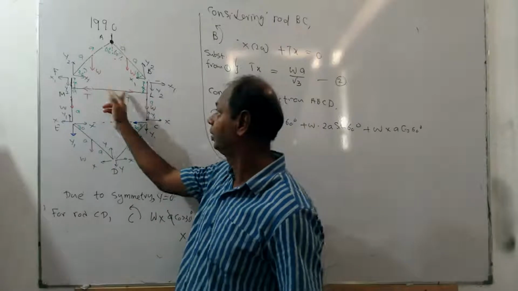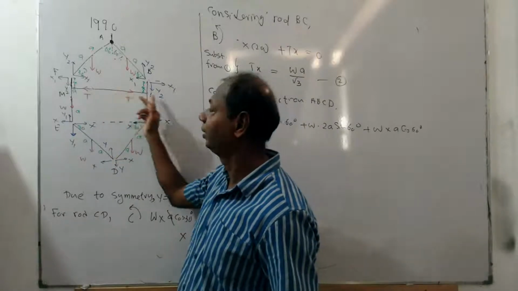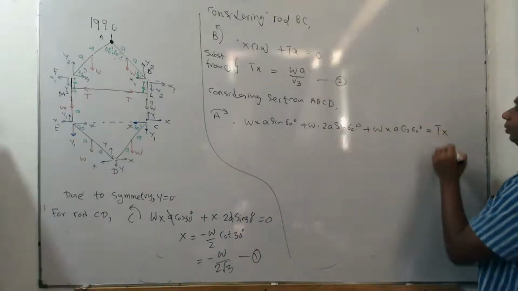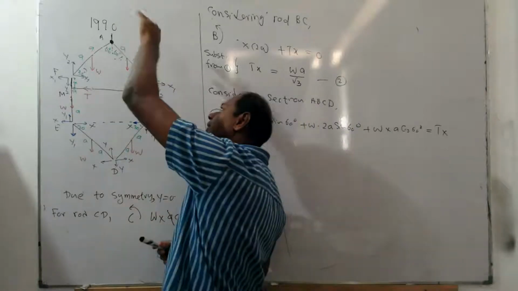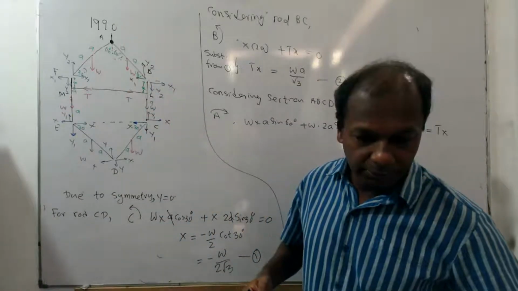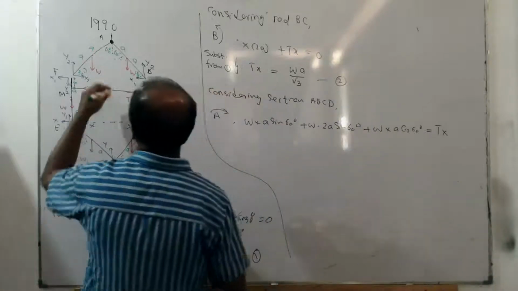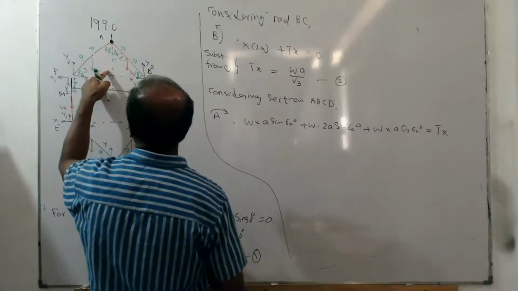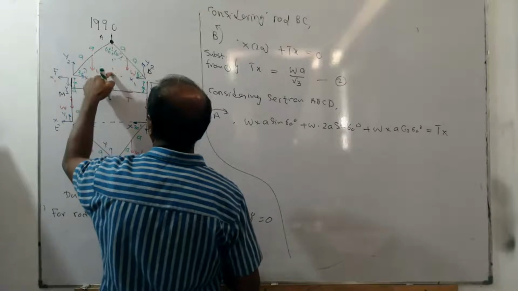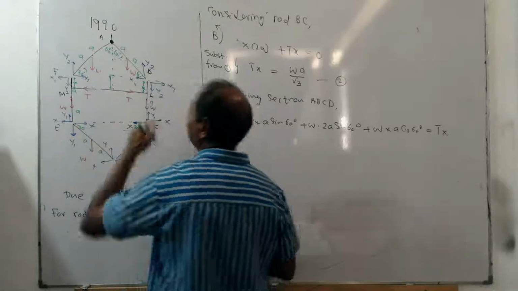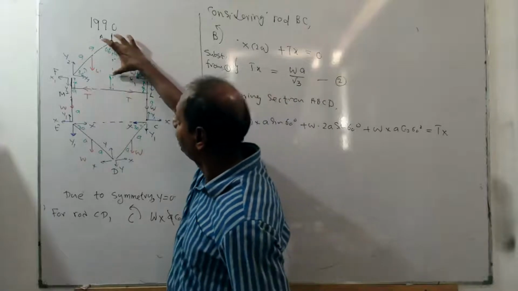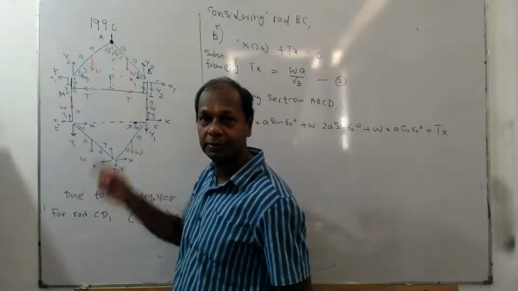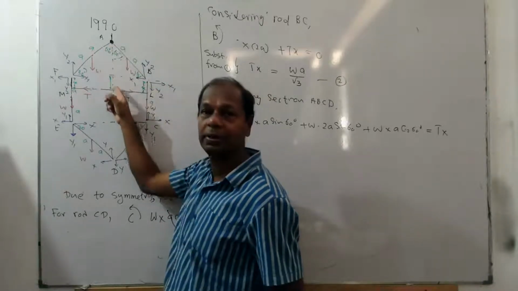Then the other two, T and X. For T, I'll write on the other side, because T is rotating in the opposite direction, T into, what is the distance? Up to this, it is 2A cos 60, plus this part given as small x. So T into (2A cos 60 plus x).